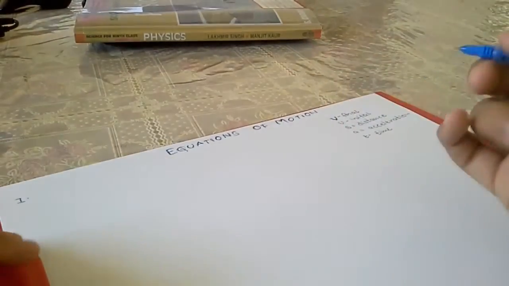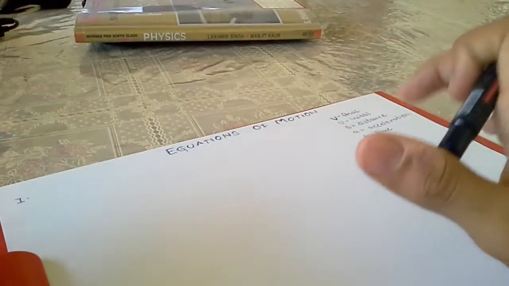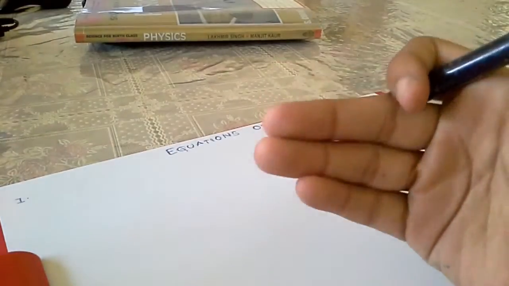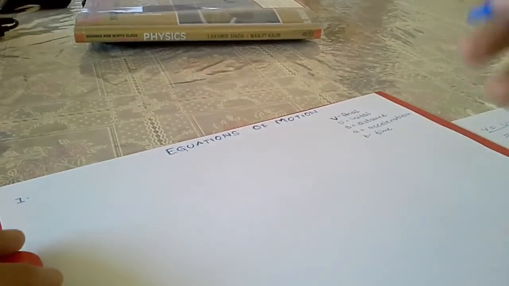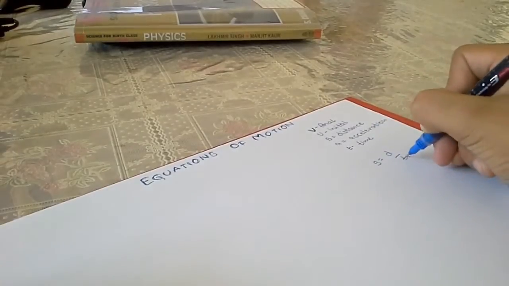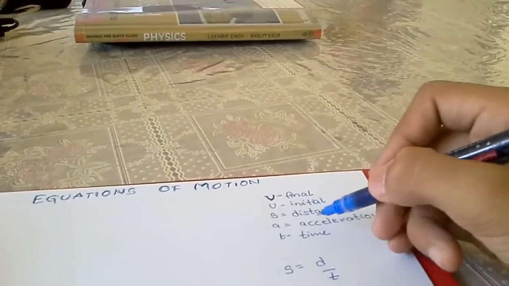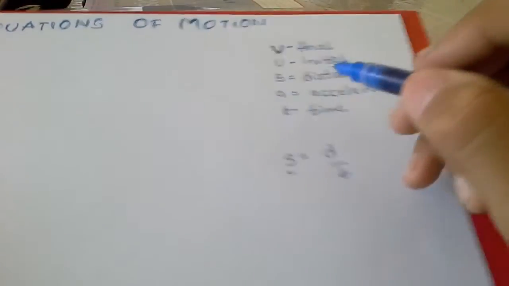Today I want to explain the equations of motion to you. So before I start teaching the three equations of motion, I assume that we all know S is equal to distance by time. S is speed here, but later on you'll see that we'll use S as distance. So this is not the same as this S here.